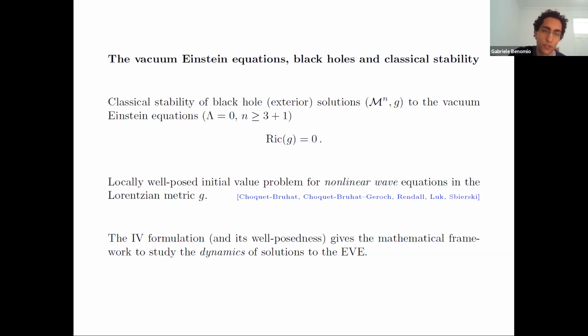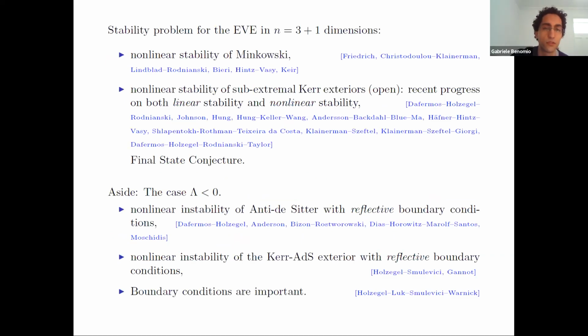Now the importance of the initial value formulation of general relativity and this well-posedness is that it gives the mathematical framework to study the dynamics, and in particular the stability, of solutions to the Einstein vacuum equations. As I briefly mentioned at the start of the talk, we're interested in the stability of solutions in higher dimensions. But before moving to that, let me recall what the picture is in the usual 3+1 dimensional setting.